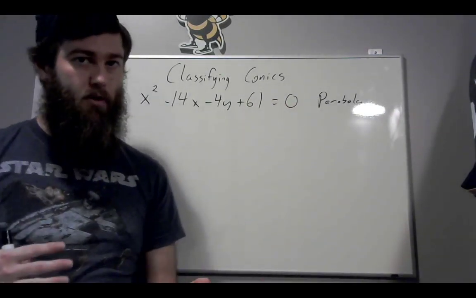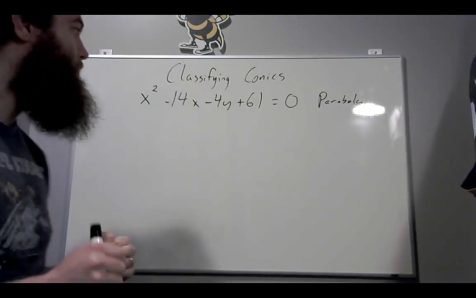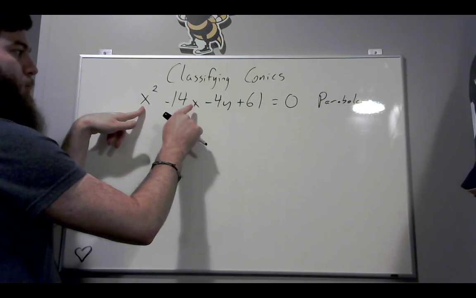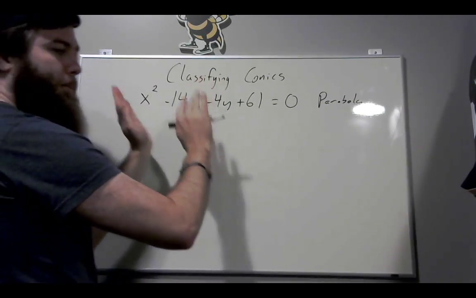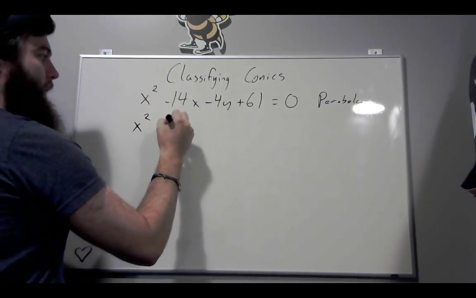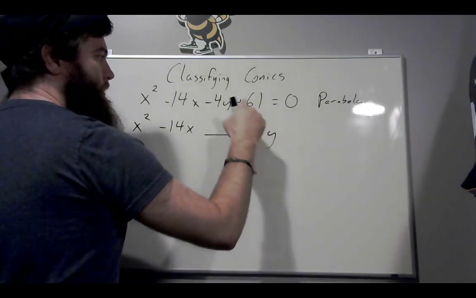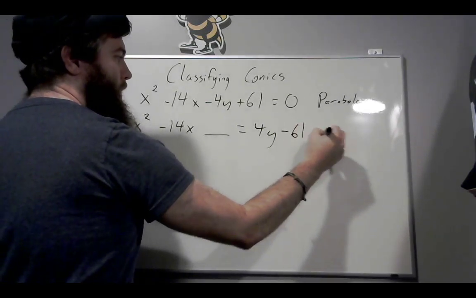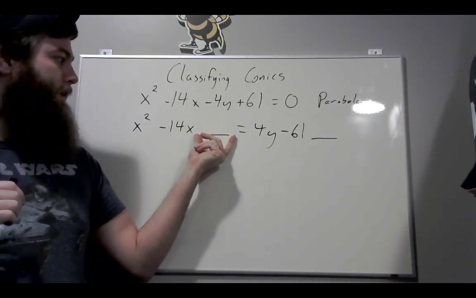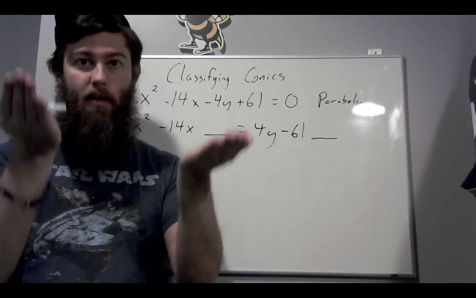So you should already have notes on completing the square, so you can reference back to completing the square if you need to. So again, my x is my squared term, so I'm going to keep x squared and the x on the left side of my equation. I'm going to move everything else to the right side. So this is going to be x squared minus 14x blank equals add 4y over, subtract 61 over, blank. So remember, write blanks on both sides. That will help you remember that when you're completing the square on the left side, you also need to add something on the right side to make sure they stay balanced as an equation.